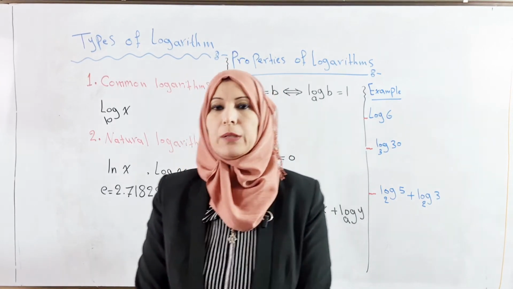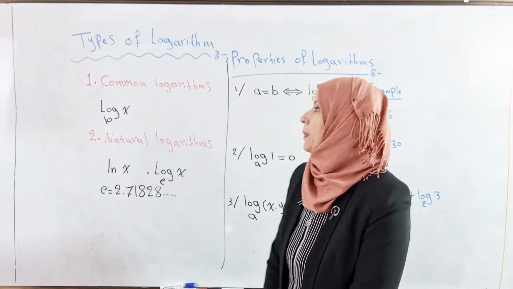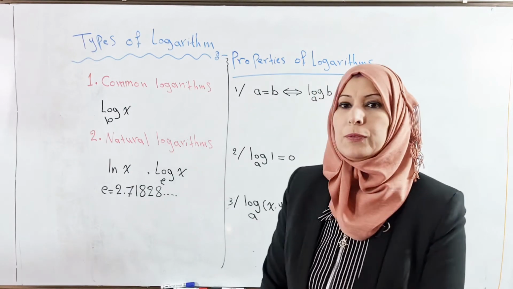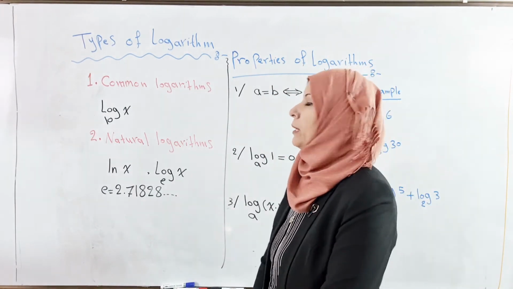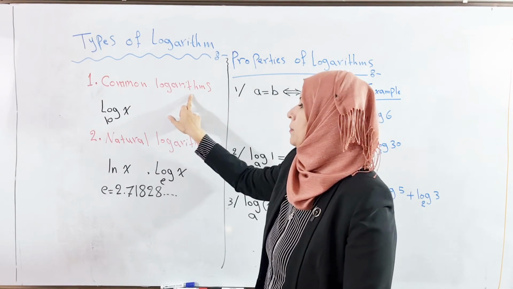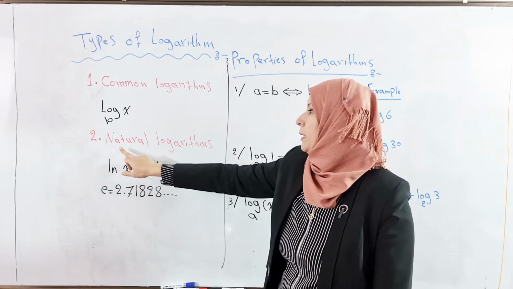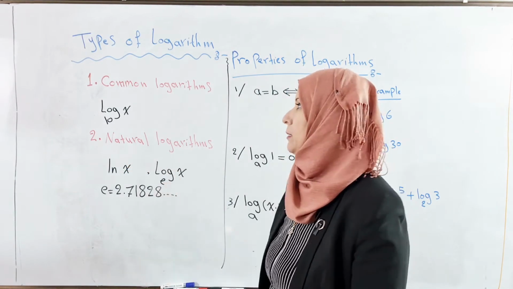محاضرتنا لهذا اليوم حتكون عن أنواع اللوغاريتمات. Types of logarithm. We have two types of logarithm. The first type is common logarithms. النوع الأول هو common logarithms and second type is natural logarithms. والنوع الثاني هو اللوغاريتمات الطبيعية.